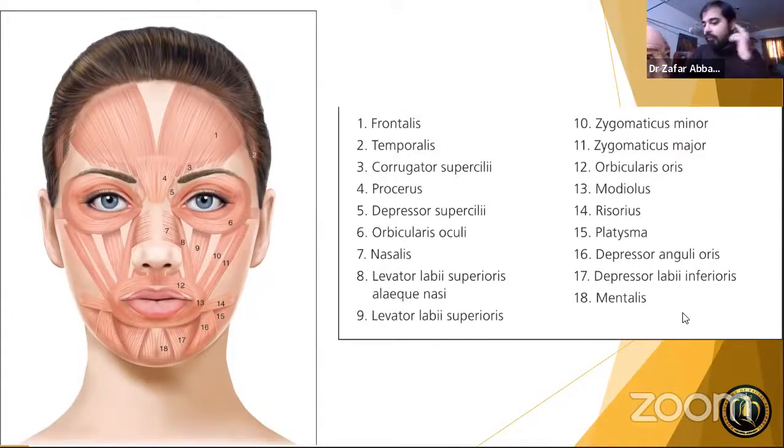For masseter hypertrophy, we create a line from the corner of the lip to the ear. This is a muscle. We inject 3.5 units, 5 units, 5 units. Almost 15 units are used in the masseter. Okay.